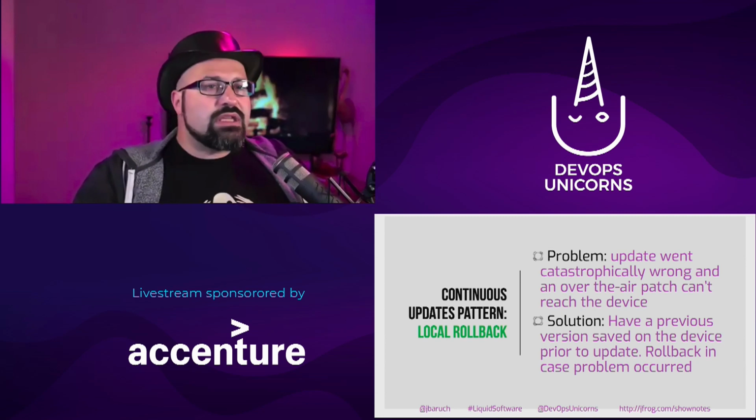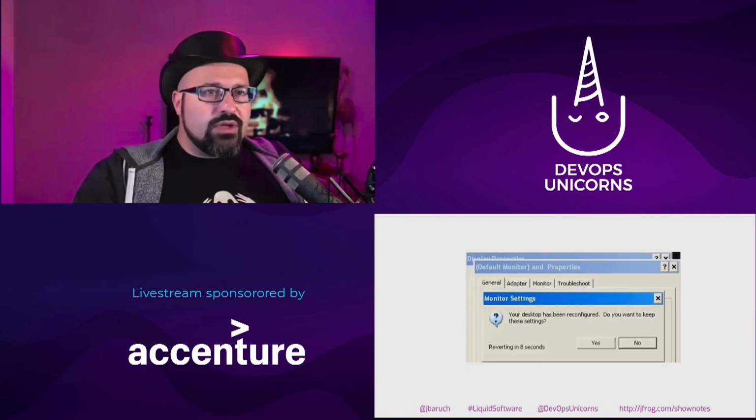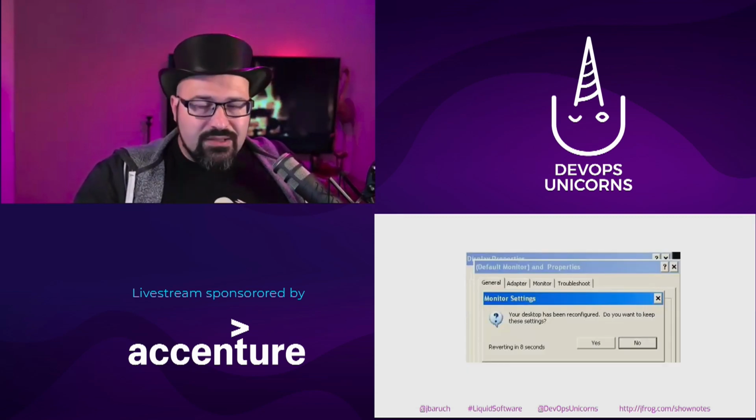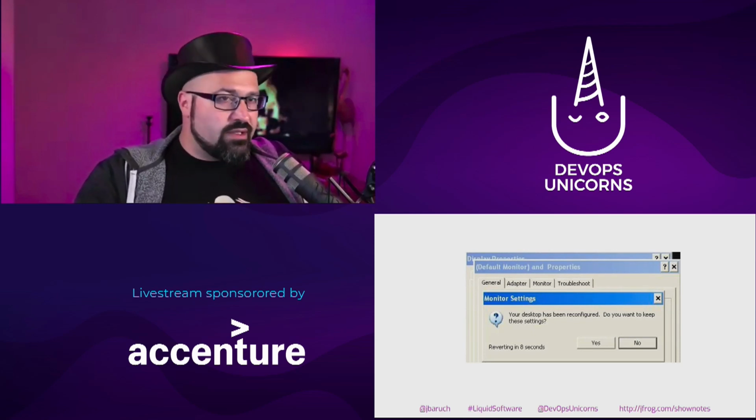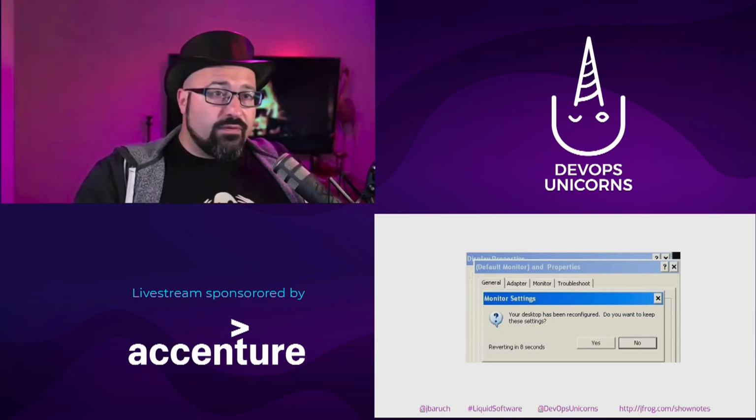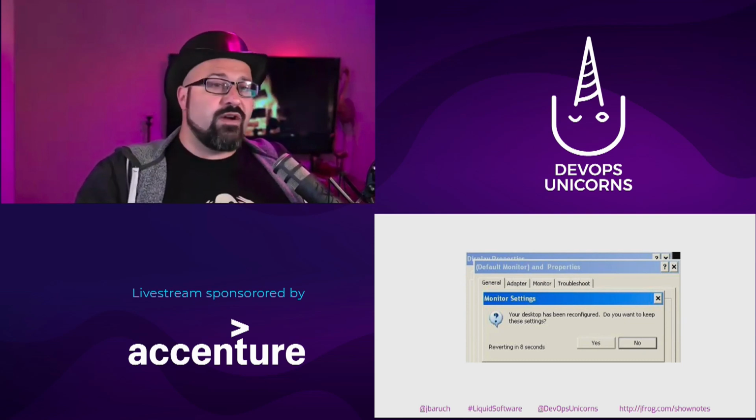The thing is, this pattern is not new. This is a screenshot from Windows 98. Unfortunately, I didn't find a screenshot for Windows 95, but even from Windows 95, we have that.